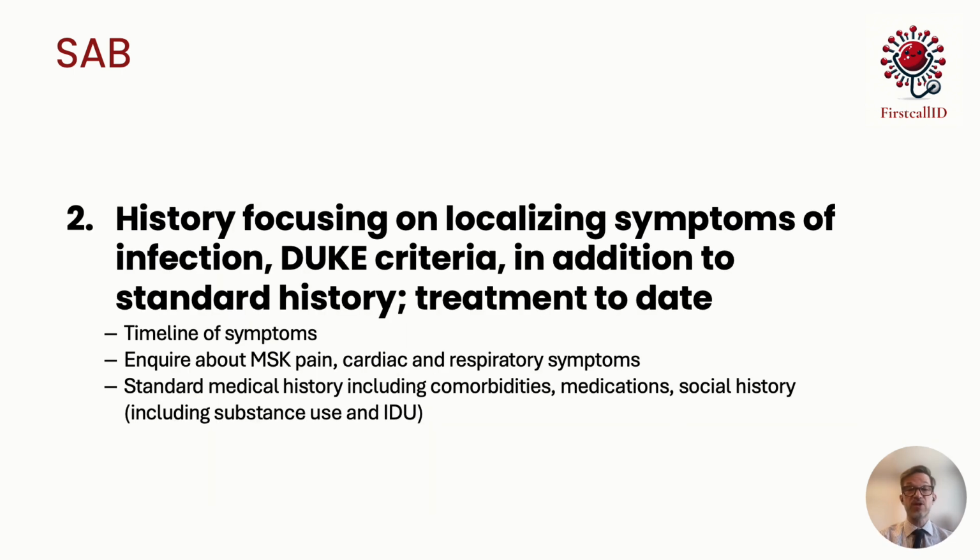Our history focuses on localizing symptoms of infection, components of the Duke criteria, in addition to our standard history and treatment to date and response to treatment. We want to get a sense of the timeline of their symptoms. We'll ask specifically about musculoskeletal symptoms, and cardiac or respiratory symptoms suggestive of heart failure. Our standard medical history also includes things like comorbidities, medications, possible immunosuppressants, social history, and careful attention to any history of injection drug use.